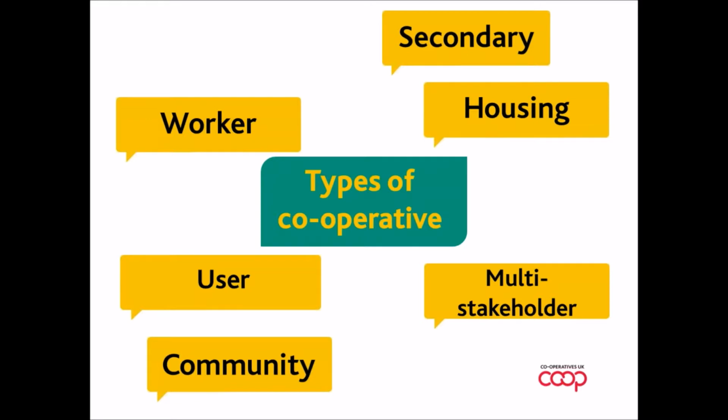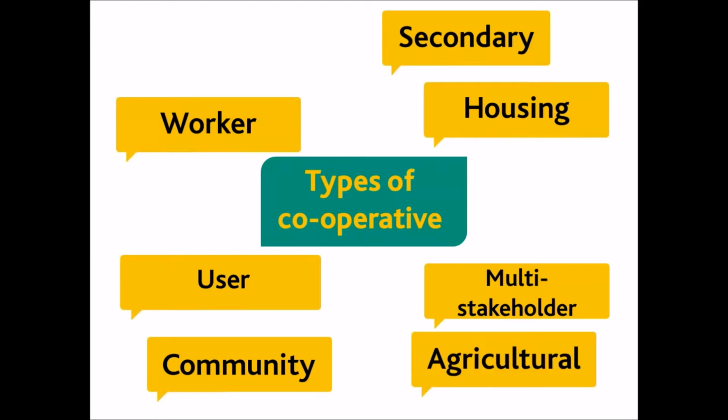For example, they may decide that people in a village want to come together in order to purchase a wind turbine to help them reduce their energy costs, but also contribute towards global warming and creating a more sustainable environment. Agricultural cooperative is where farmers come together in order to benefit from joint working.